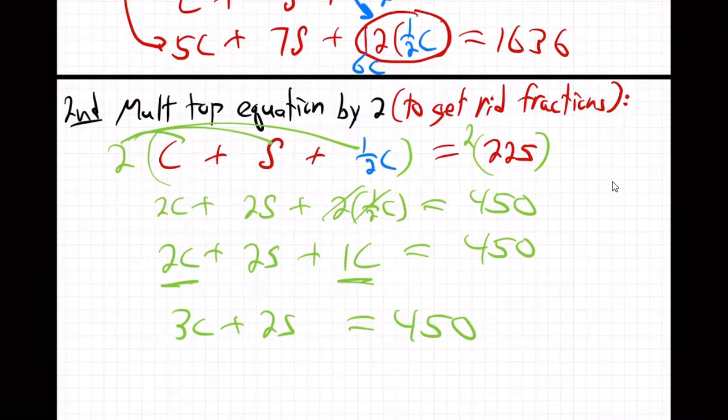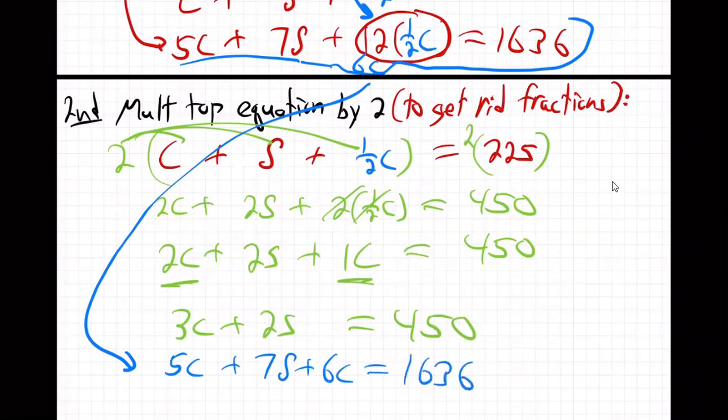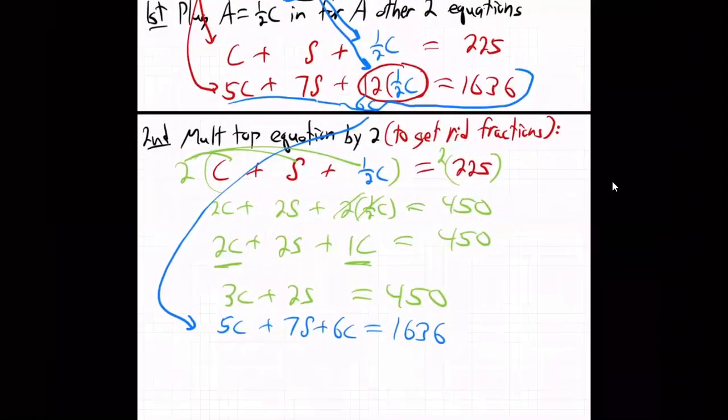Now, and then bring down the second equation. Oops. What am I doing? This second equation right there. Okay, bring it down. And what do we get? That's 5C plus 7S plus 6C is 1636. Everybody good there so far? Do you see what I'm doing on that? I bring down the second equation.